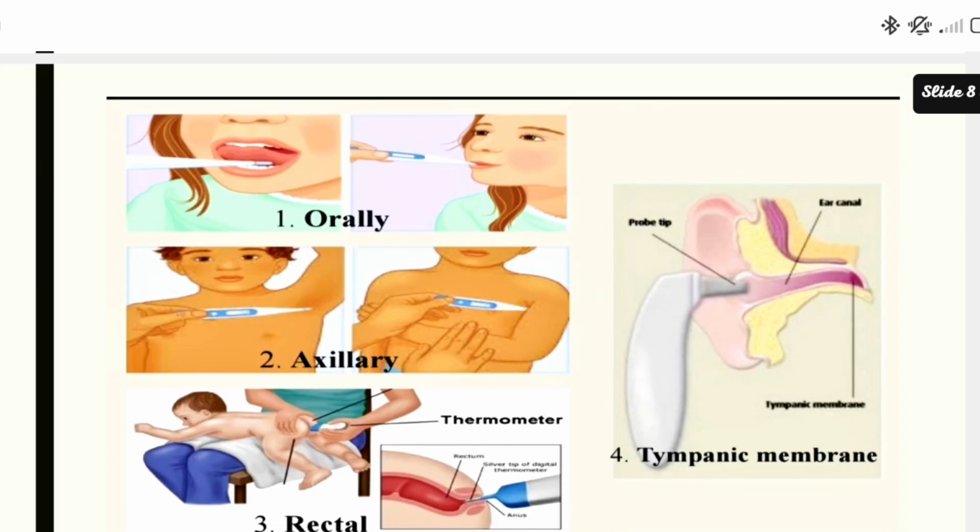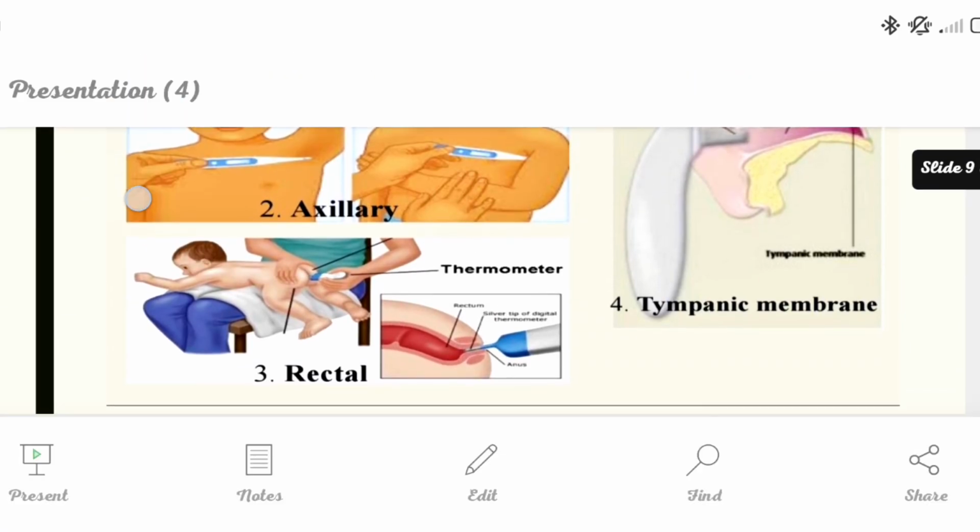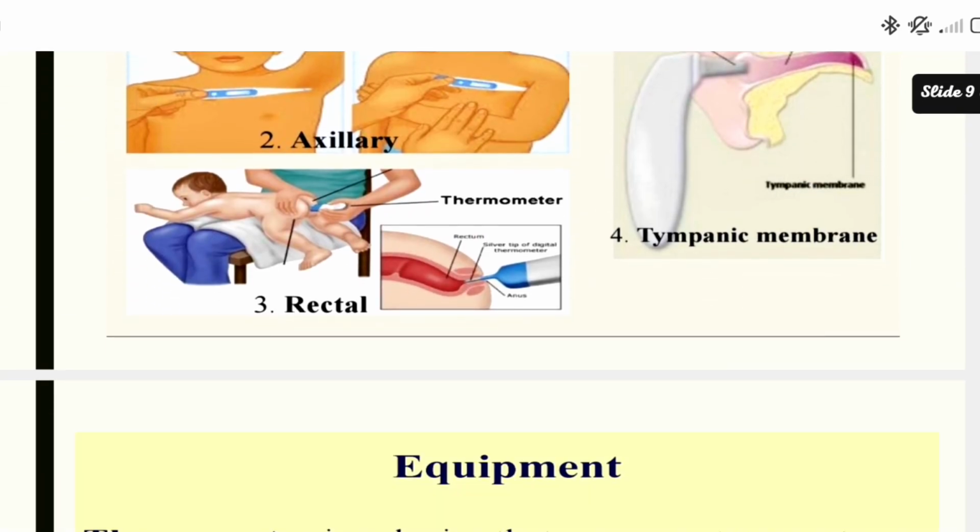Orally, we place the thermometer below the tongue and measure the temperature. For axillary, we place the thermometer just inside the armpit, okay. And rectal, as you see in the picture, and tympanic membrane, this kind of thermometer is very different. So we put it just in the ear canal and measure the temperature, right? One MCQ is basically formed from here: the most commonly used site for measuring temperature is axillary, or the most accurate reading of temperature is the rectal site, okay.